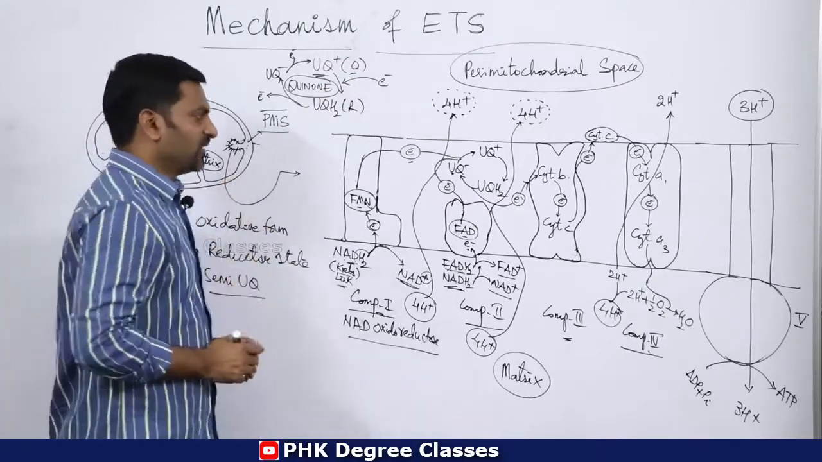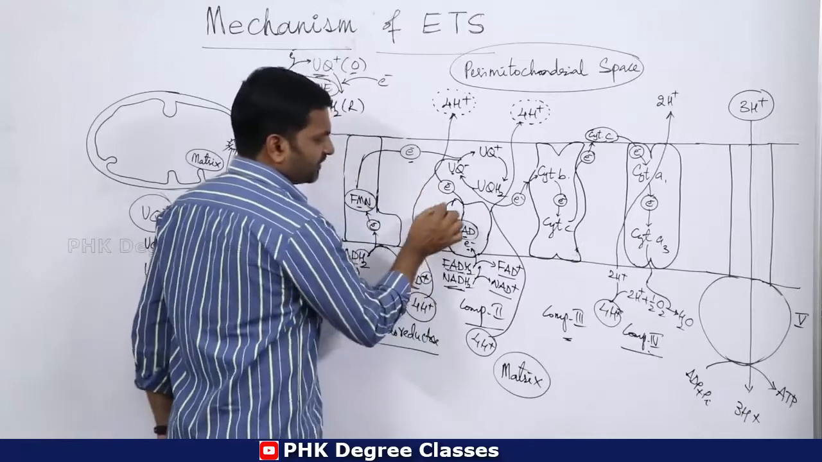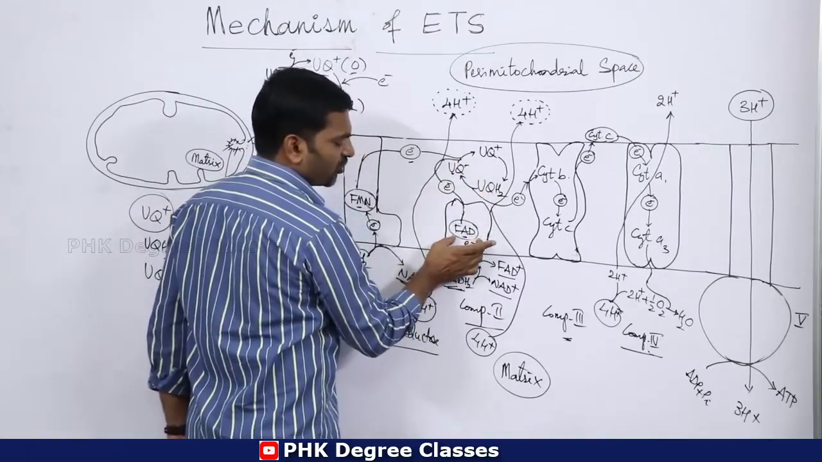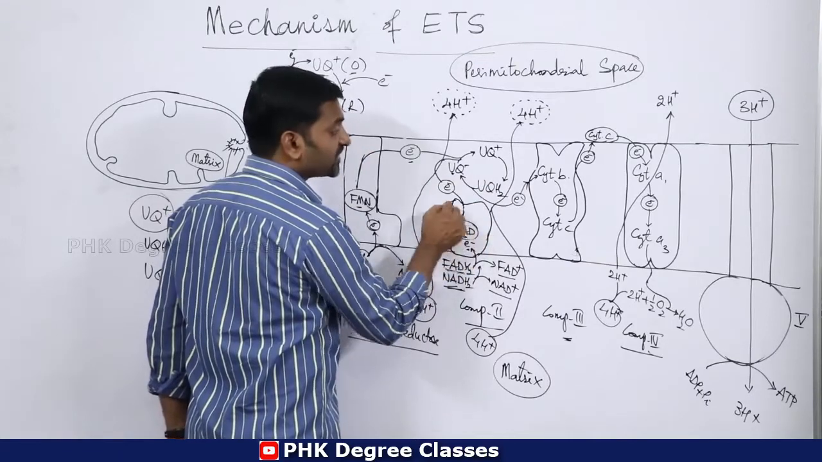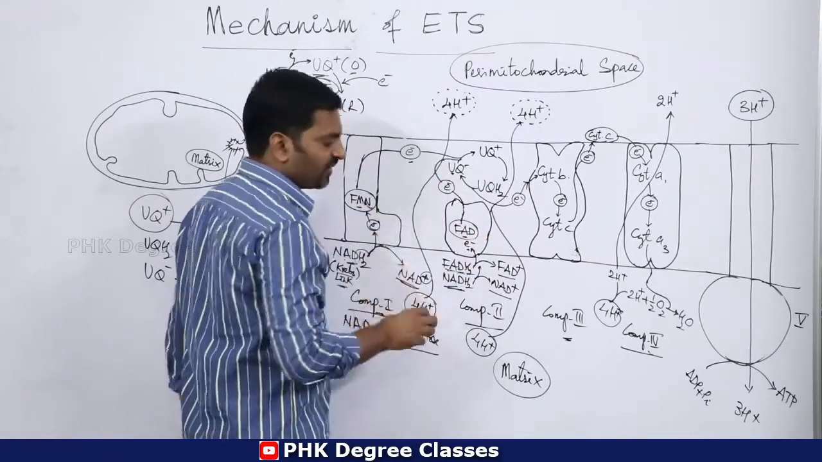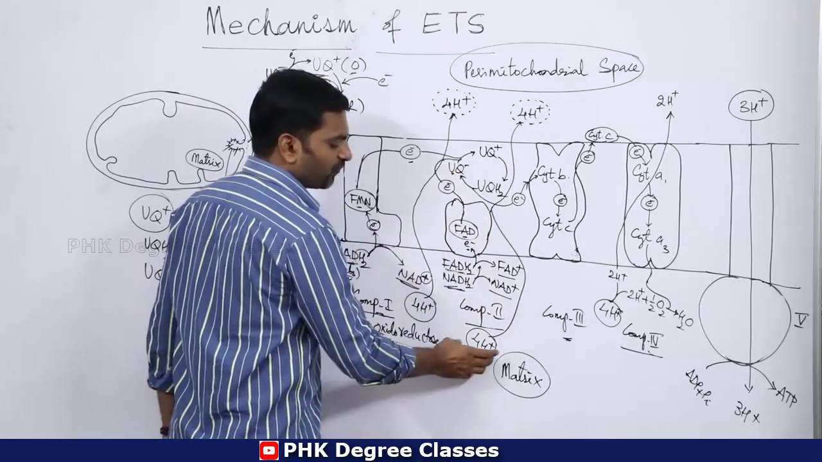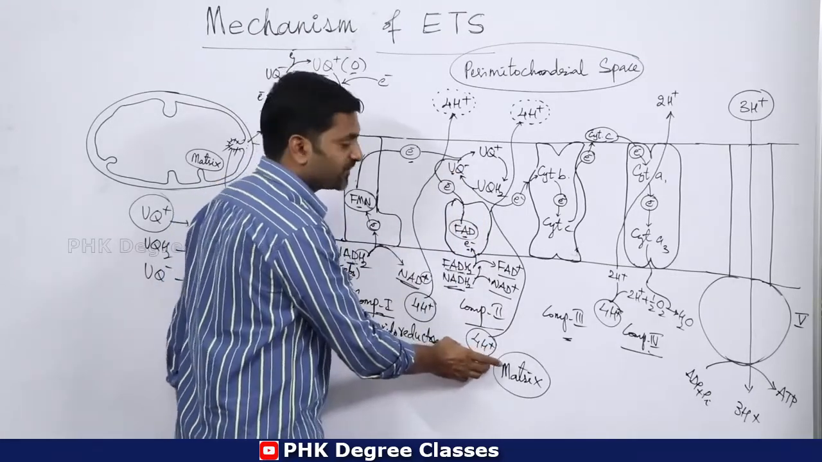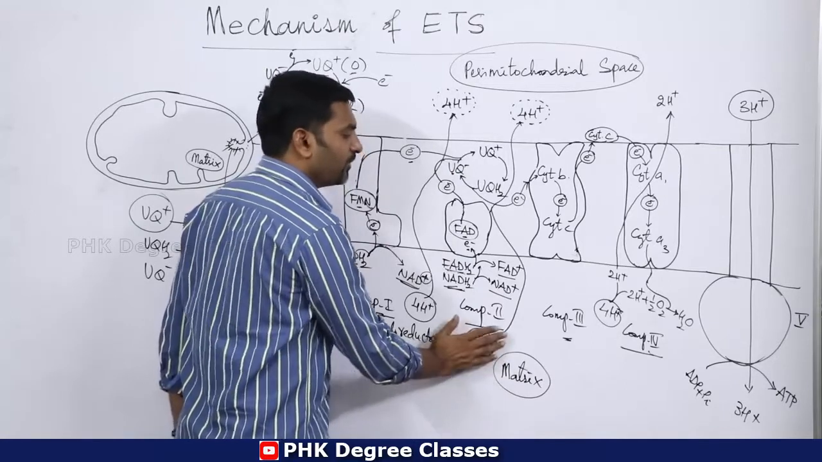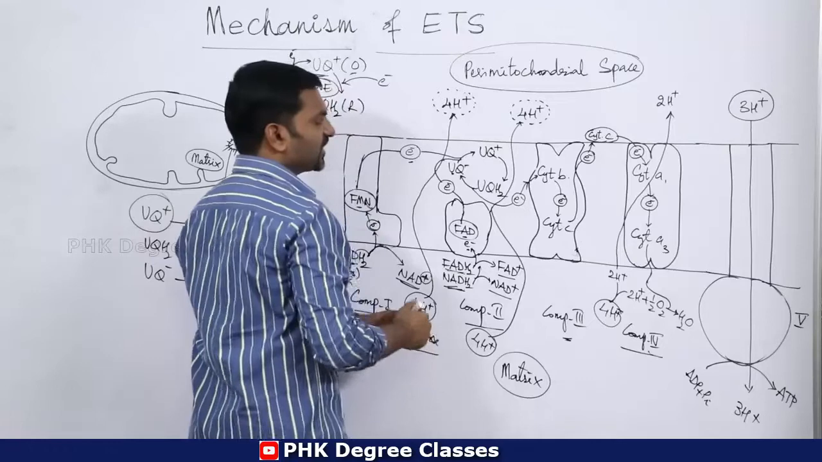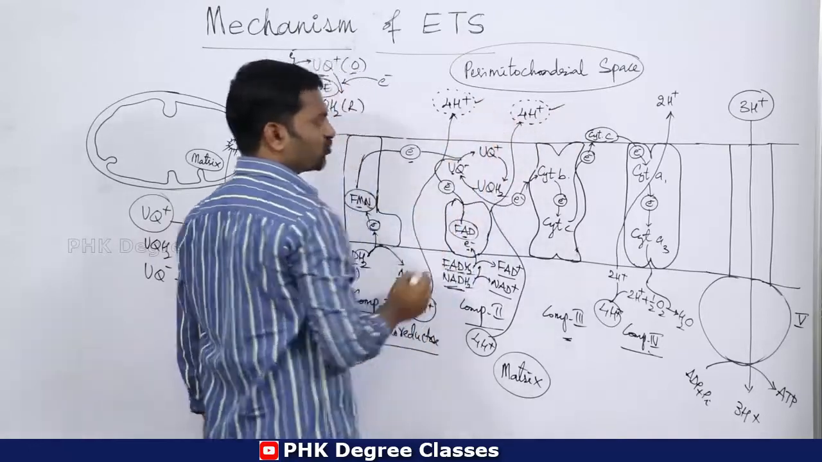Clear? So now, just have a look, this is electron transportation. Whenever the electron from complex 2 reaches ubiquinone, 4 protons from the mitochondrial matrix move to the perimitochondrial space. So this is another 4 protons.